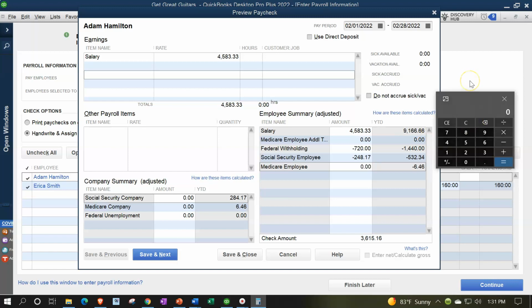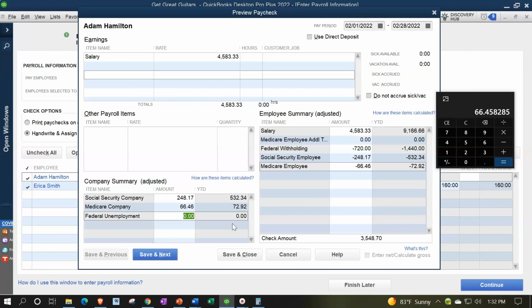So then the Medicare, I'm going to take the 4583.33 times 0.0145, and that's going to be about 66.45, or 66.46, let's say. And so there we have it. So the full amount they earned, $4,583 minus the withholdings, gives us the net check that they're going to get. And then we have our payroll taxes, which we're going to match down here, which is going to be the 248.17. Medicare is about that 66.46.